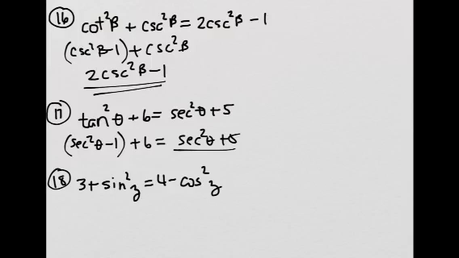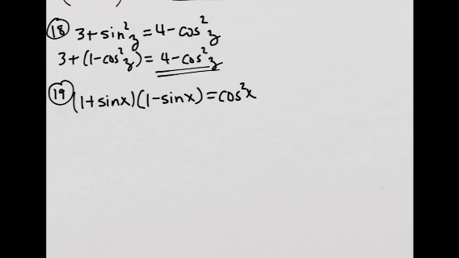So again, I'm working on the left side to make it look like the right side. Sine squared z is part of a Pythagorean identity. So sine squared z is equal to 1 minus cosine squared z. So I bring down the 3, and 1 minus cosine squared z, and then combine like terms. 3 plus 1 is 4, minus cosine squared z, and that's what you want it to get to.